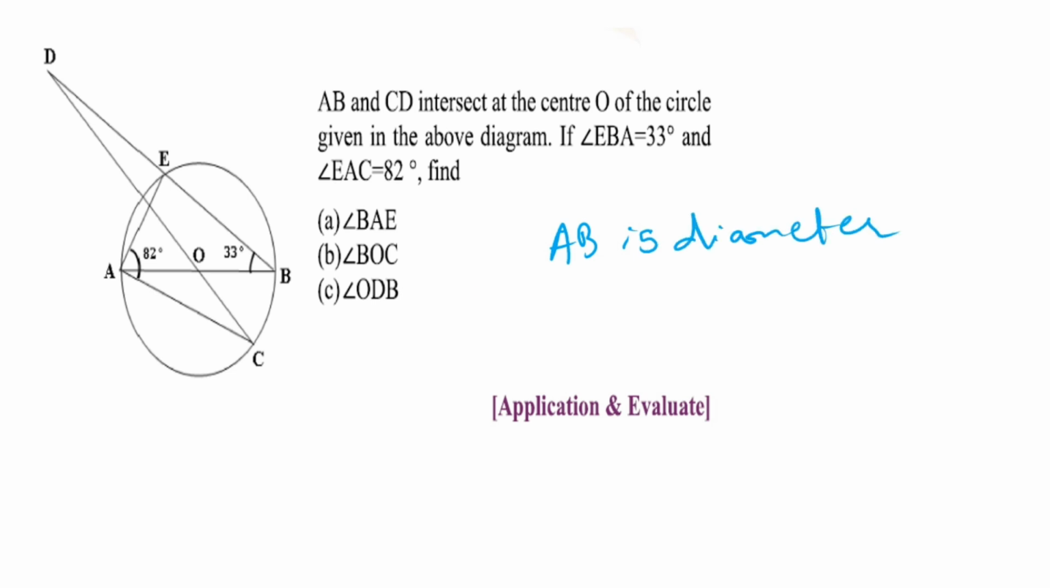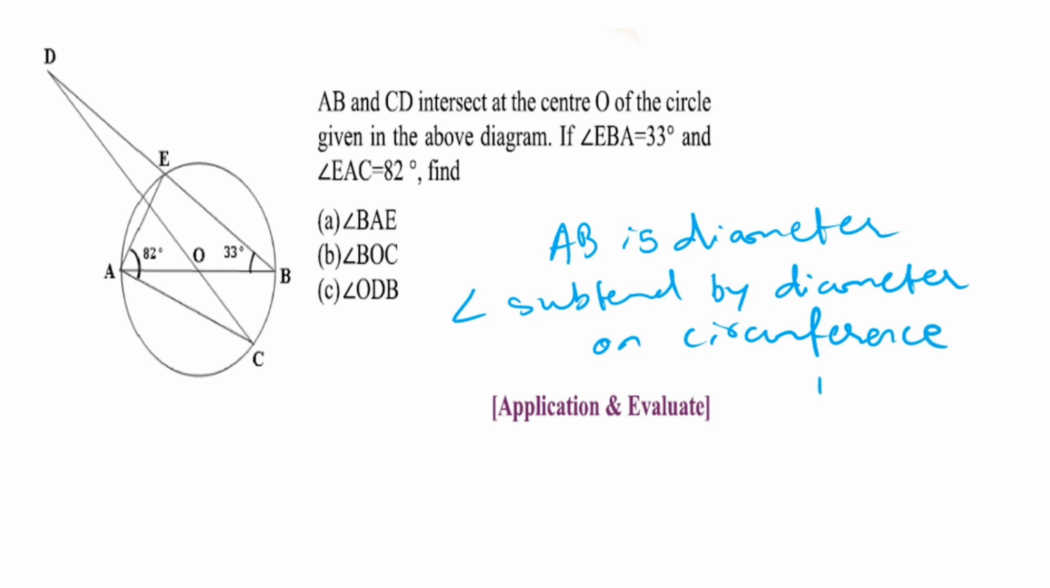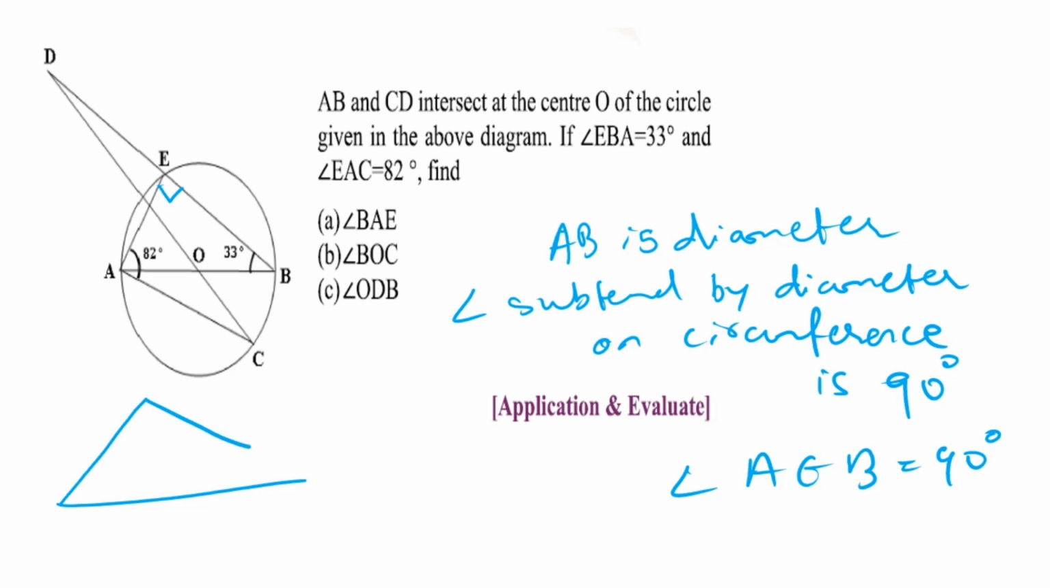So the angle subtended by a diameter on the circumference is 90 degrees. So I can say angle AEB is equal to 90 degrees. Angle EBA is 33 degrees. So I want you to be able to see the triangle ABE. It's 33 degrees, 90 degrees. So angle EAB will be how much?